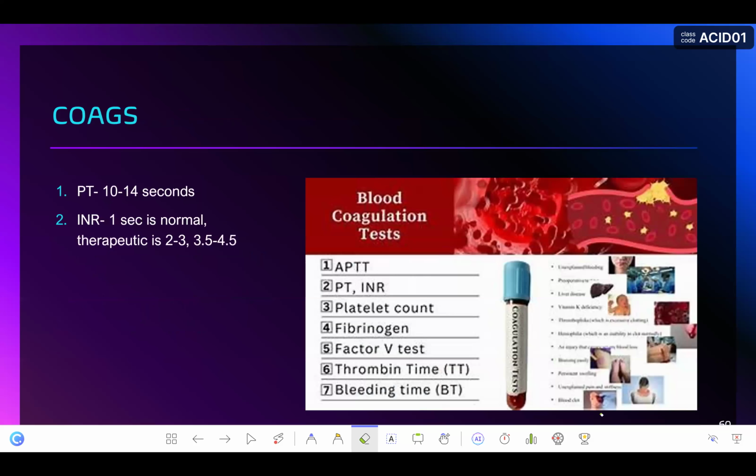Coagulation, this is your bleeding time. Your PT should be between 10 to 14 seconds, and your INR 1 is normal. Therapeutic is 2 to 3, and 3.5 to 4.5. And this goes along with patients who are on blood thinners, that'll let us know if their blood thinning medication is at a therapeutic level and functioning properly, or if it's not.